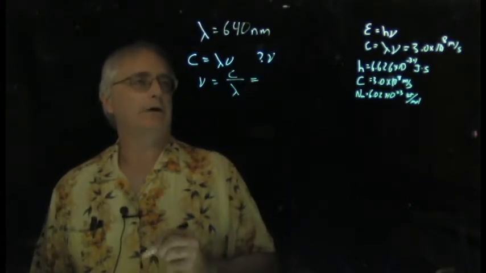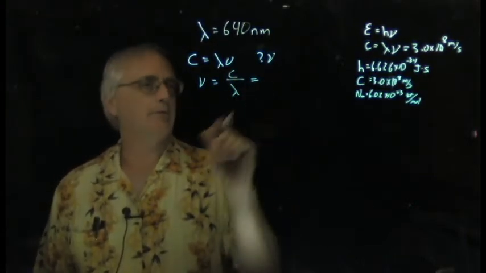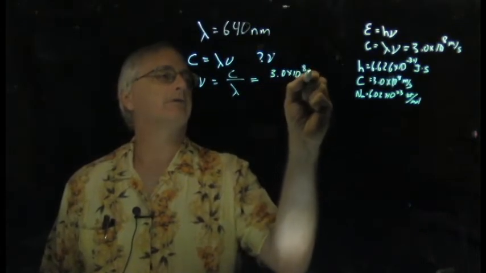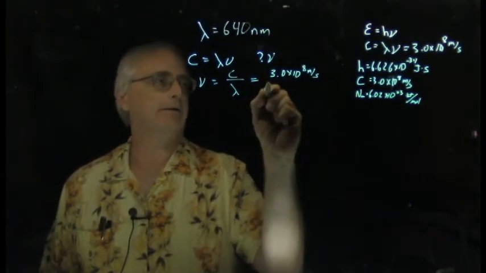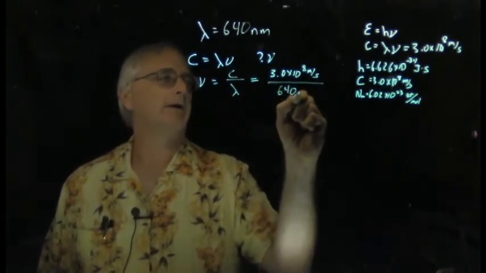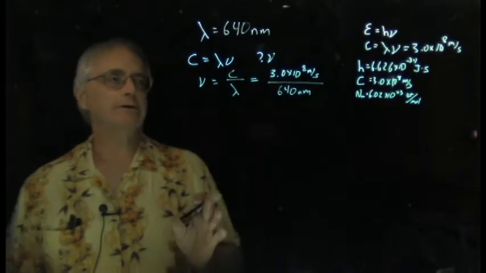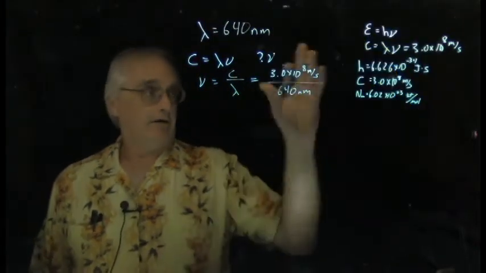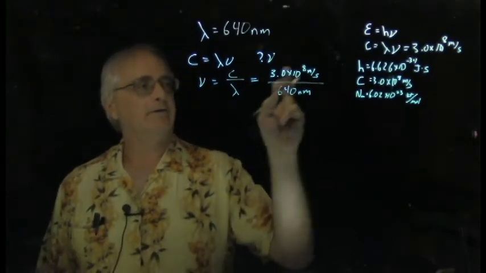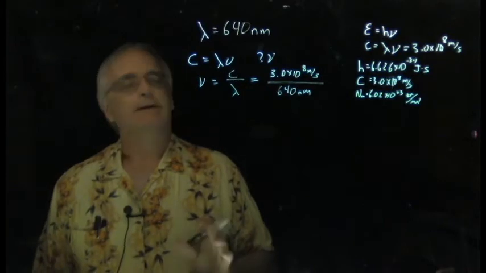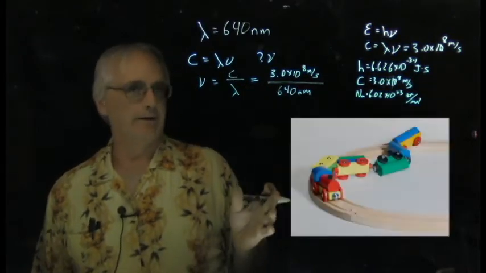There is going to be one issue, though. If you just blindly start plugging in numbers, okay, 3.0 times 10 to the 8th meters per second as the speed of light, which is a constant, divided by the wavelength, they'll give us 640 nanometers. If you're not careful, you should look at that right now and go, uh-oh, because there is an issue here. And yes, our units aren't matching, okay? We have meters on the top, nanometers on the bottom. If you blindly started plugging away now, you will go off the rails here.